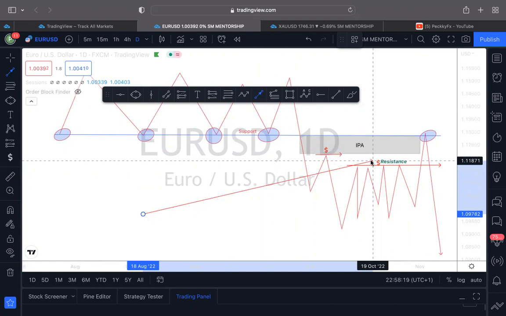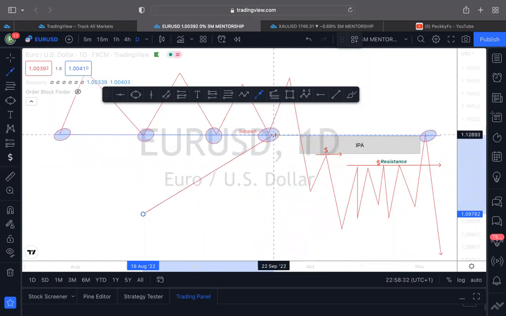But you have to wait, mark out your points. First of all, mark out your strategic points, your points of interest. So I'm going to show you how I mark up my points. I'm going to look for where the market must have accumulated for a period of time.